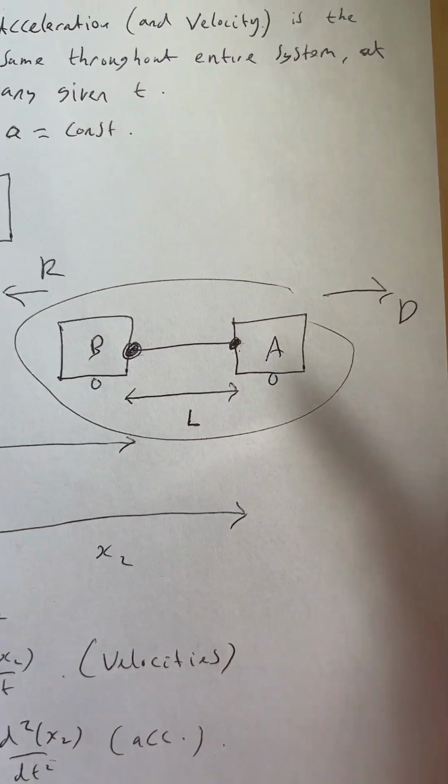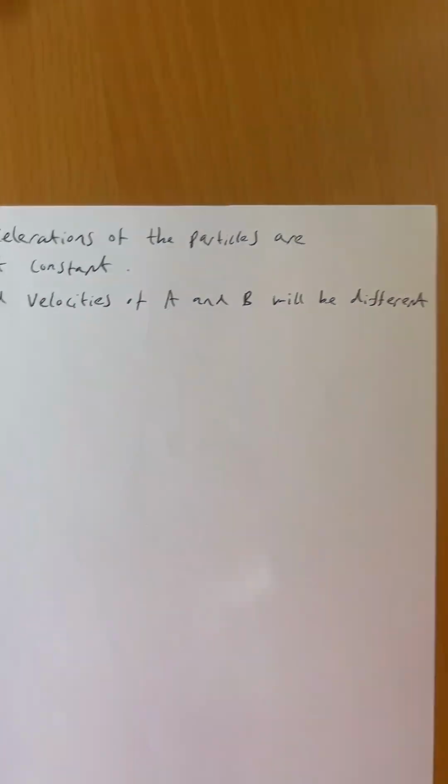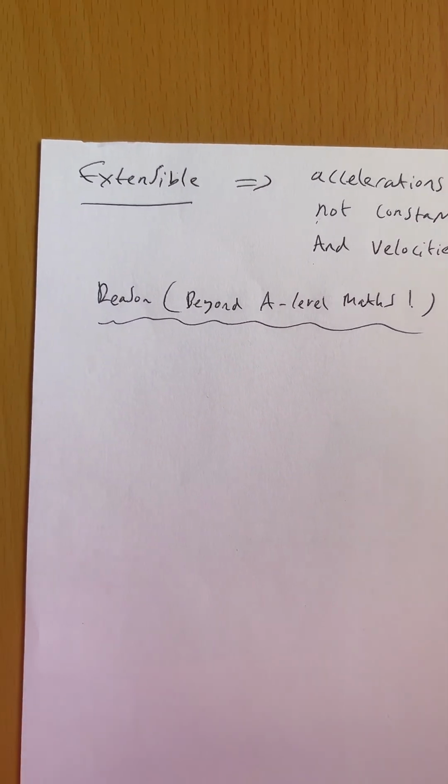Now, what if they asked you a question where they said to you, but the string is actually extensible? What does that mean? This means that the acceleration of our system is not constant, and also that the velocities of A and B will be different. I mean, there could be a moment in time where they're actually the same, but generally speaking, they will be different velocities for both A and B. Now, the reasoning for this is actually beyond A-level maths. If you've done further maths or physics, you would have seen Hooke's law before.